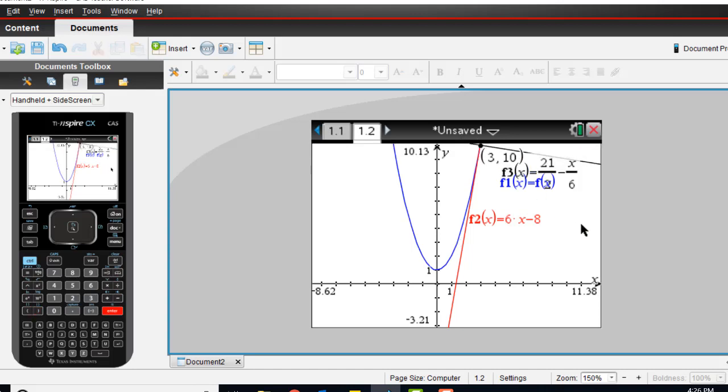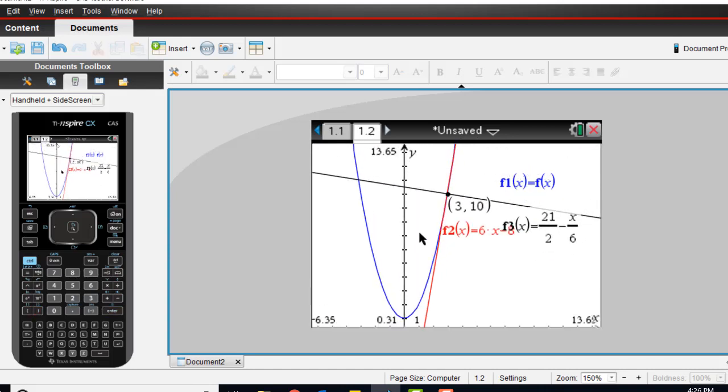Okay, let's drag across, and we see that the black line here and the red one look like they're at right angles, which means perpendicular or normal.